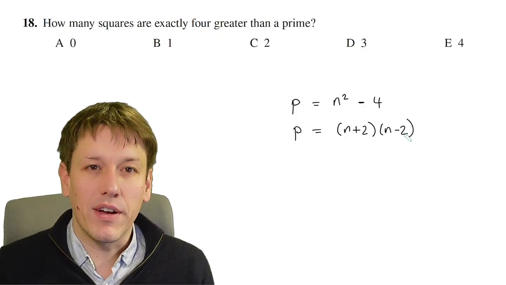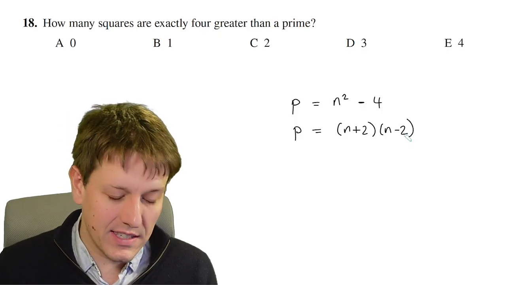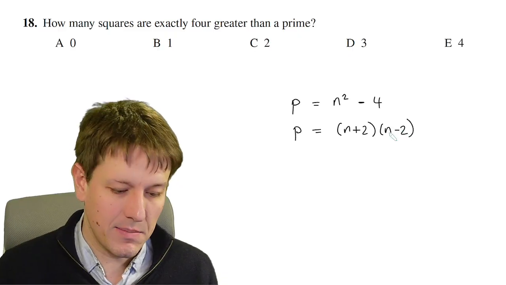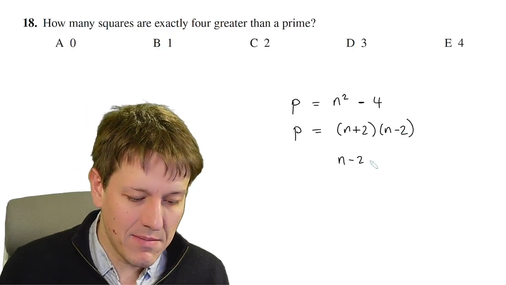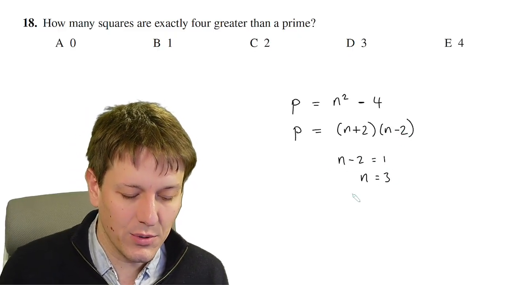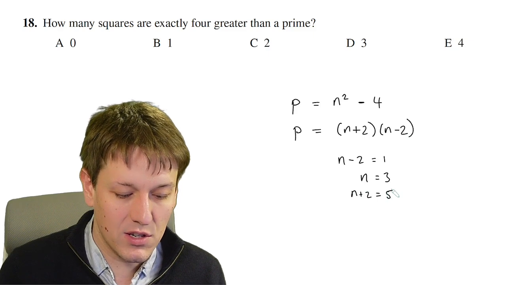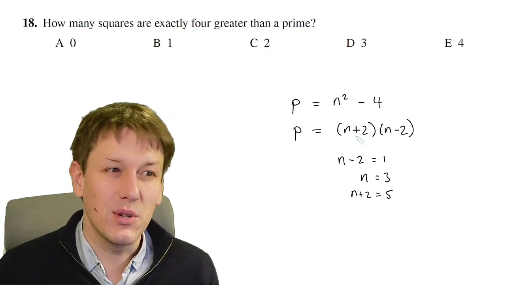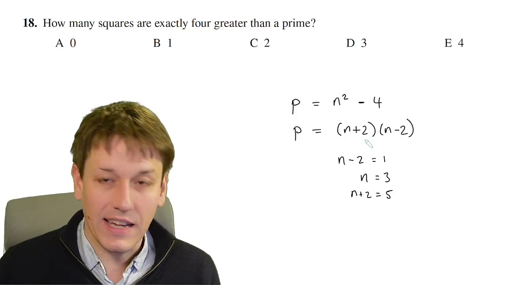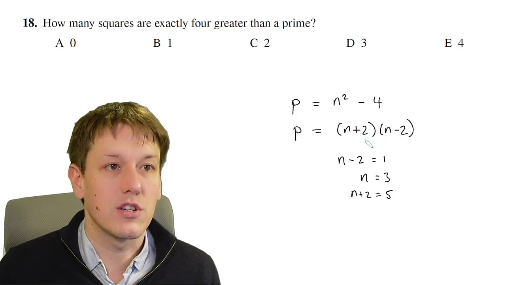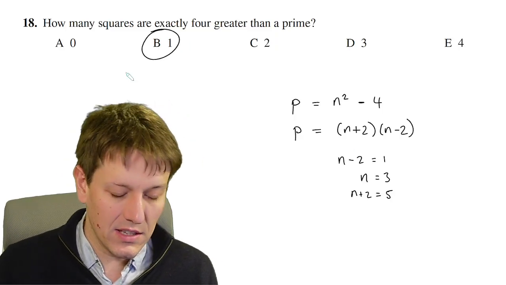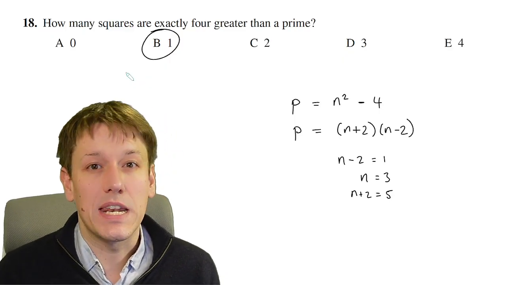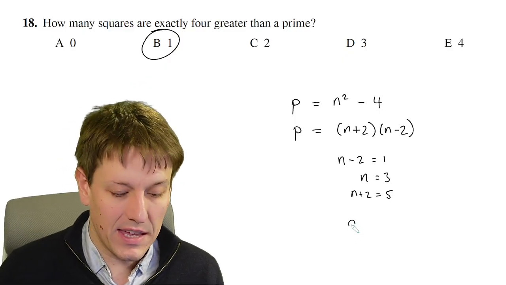For something to be prime, its only factors can be 1 and itself, so if I can write P as a product of two numbers here, then one of those numbers has to be a 1. So I can take n minus 2 equals 1 to give n equals 3, and n plus 2 equals 5, and that's going to be the only option, because I can't take n plus 2 to be 1, or n would be negative, and that won't make sense in this question. So there's only one option, where n is 3, so the square number is 9 and the prime number is 5.